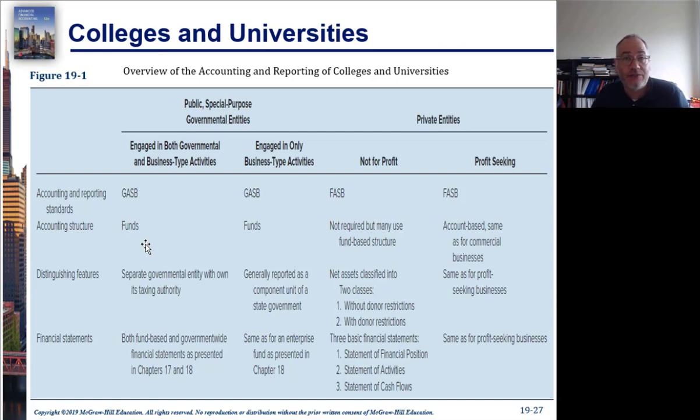Private entities would be split into two categories, not-for-profit and for-profit. So not-for-profit is like Seton Hall. So you would use FASB accounting for not-for-profit organizations. And again, you're going to have with donor restrictions and without donor restrictions. And the three basic financial statements again: financial position, statement of activity, statement of cash flows. For-profits are going to be like companies. So something like University of Phoenix would be a for-profit university, and therefore it's going to just use regular commercial accounting.